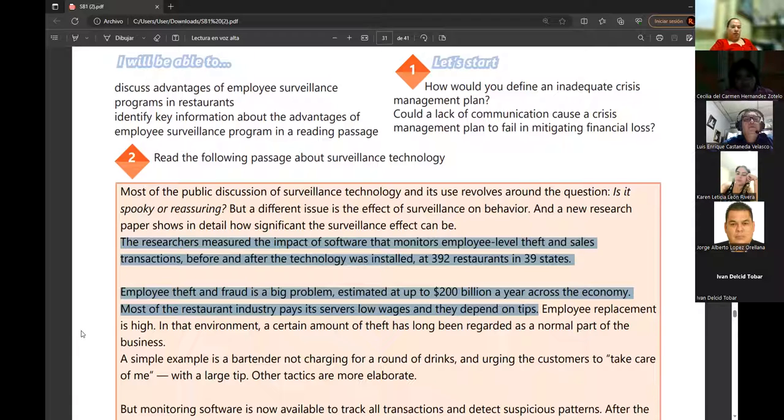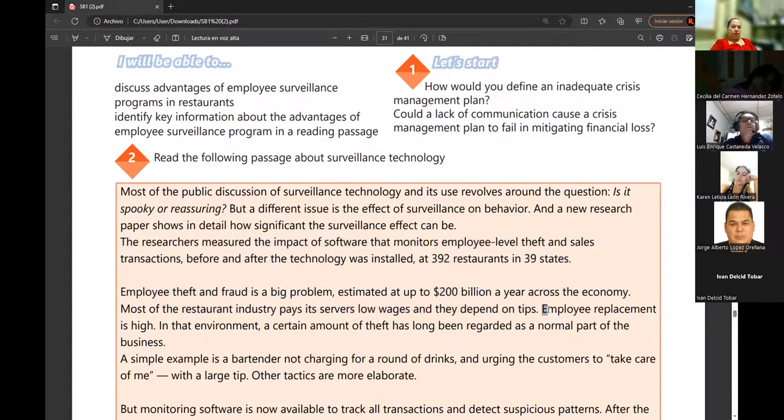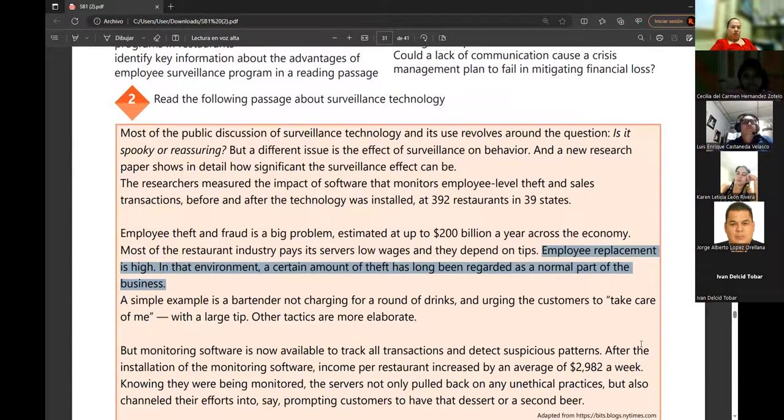Most of the restaurant industry pays its servers low wages, and they depend on tips. All right, Mr. Jorge Alberto, can you please help us to read this part, only these two lines? Employee replacement is high. In that environment, a certain amount of staff theft has long been regarded as a normal part of a business. Excellent.